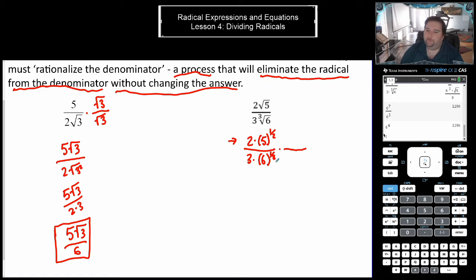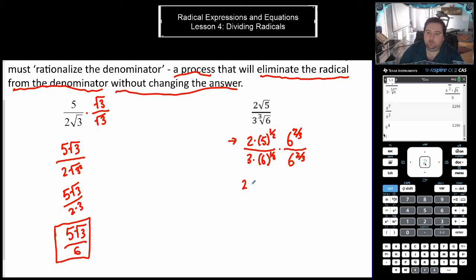Here we go. We have 6 to the 1/3. What are we wanting to multiply to make it equal to 1? 6 to the 2/3. Okay. What you do on the bottom, you must do on the top. Okay. Let's move to the next step.